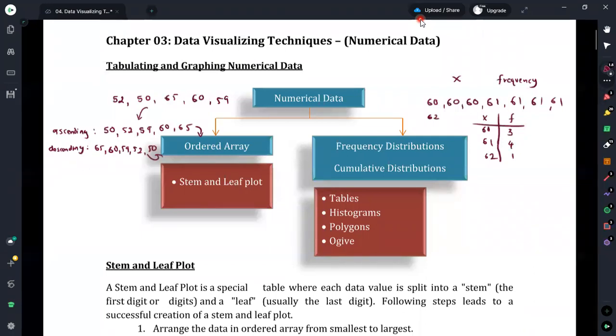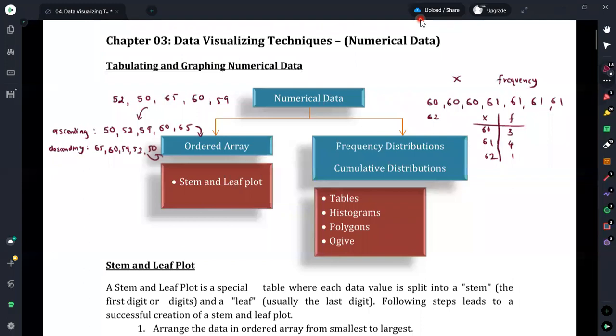Therefore, if a similar or same data point has repeated several times, or the magnitude of the observation we are having occurs the same number of times, then we can construct the frequency distribution. Based on the frequency distribution, we can construct the cumulative distributions as well.